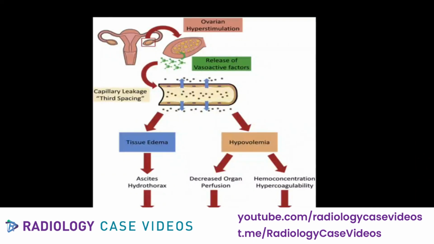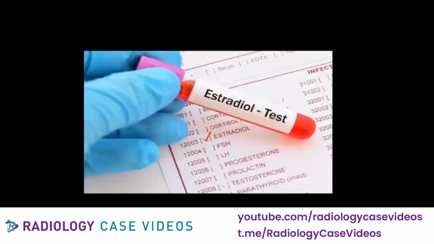Coming to the complications. Tissue edema leads to ascites and hydrothorax, eventually leading to compartment syndrome. Hypovolemia would cause decreased organ perfusion, leading to liver and renal impairment. There would be hemoconcentration and hypercoagulability, leading to thromboembolic events like stroke. Now in OHSS, serum estradiol E2 levels are elevated.